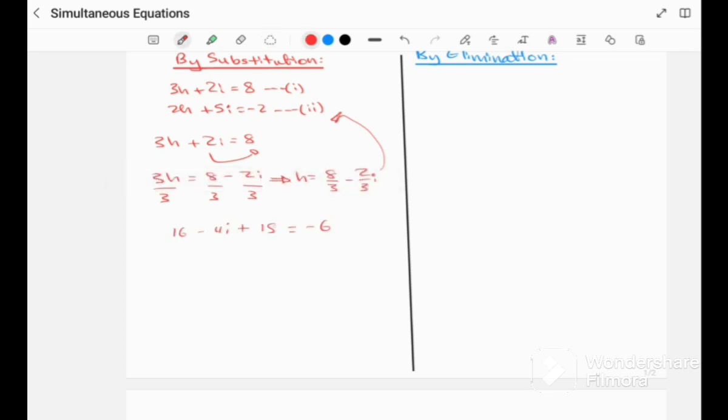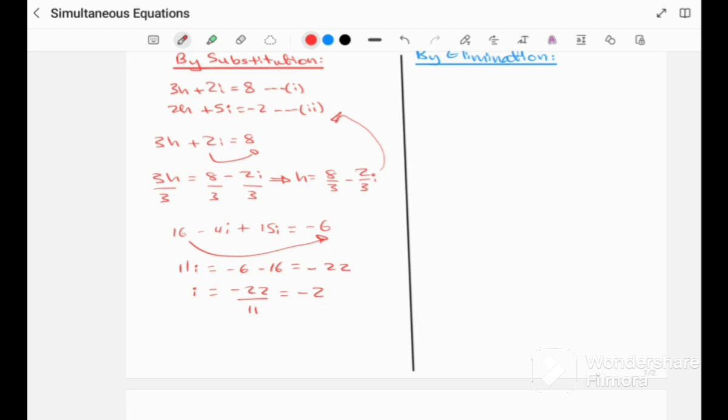Now, we can go ahead and move, this should be 15i. We can go ahead and move the 16 to this side. So we're going to have negative 4i plus 15i, which gives us 11i, and negative 6 minus 16 gives us negative 22. And we'll have i is equal to negative 22 over 11, which is negative 2. So that is our i value.